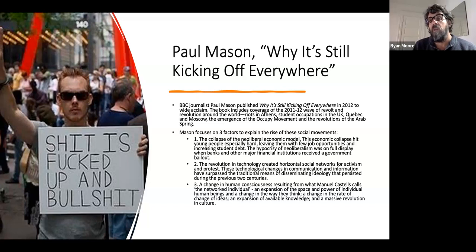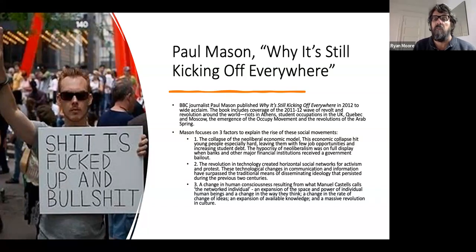And a lot of who was involved in the Occupy protests were young people who were a few years out of college and were still trapped in dead end jobs and had a lot of student debt and not a lot of opportunity looking forward. And so that sort of group of people made up a lot of the troops of Occupy.